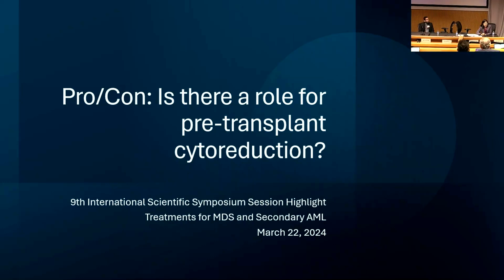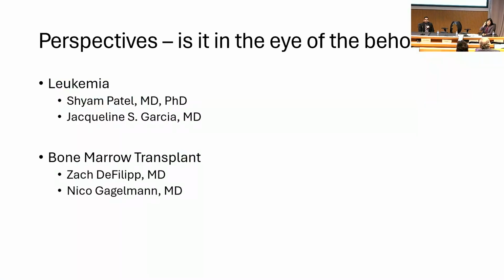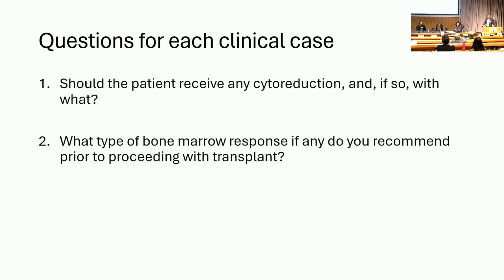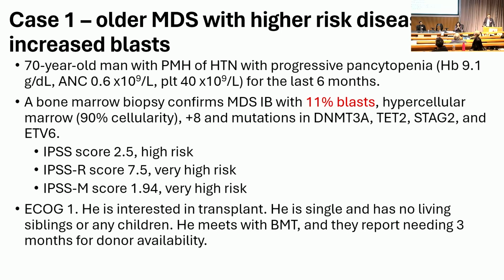And then here are the cases. Absolutely. So, all right, so perspectives. Is it in the eye of the beholder? So leukemia and transplant, and from multiple institutions. And a couple questions to think about just to frame the cases. Should this patient receive cytoreduction? And if so, what would you give them? And then what type of bone marrow or hematologic response, if any, do you care about before you go to transplant?